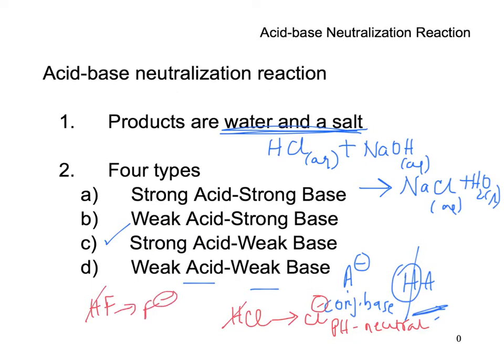So F negative anion is a conjugate base of a weak acid, since we know HF is a weak acid. And so F negative itself is going to be considered weakly basic, and it is going to ionize water. So let's take a look. I said HF gives you H plus and F minus, and this F minus is going to ionize water because it's weakly basic.